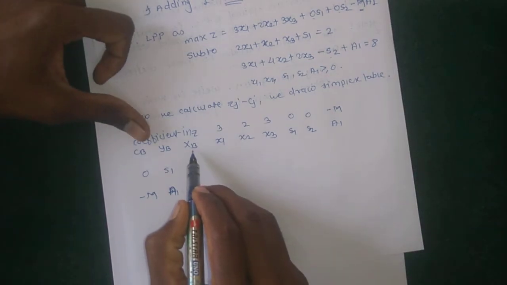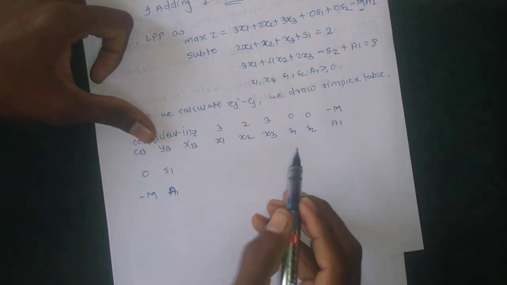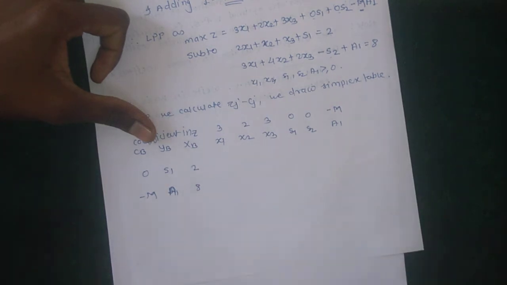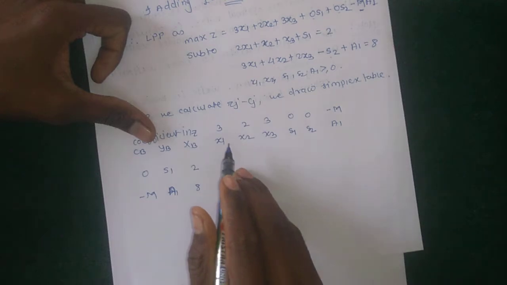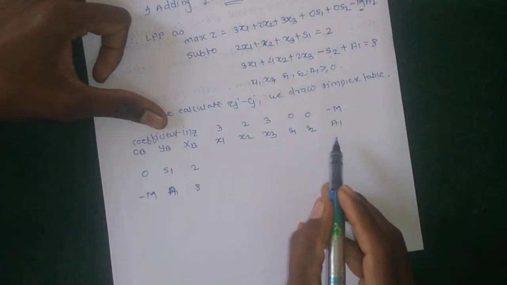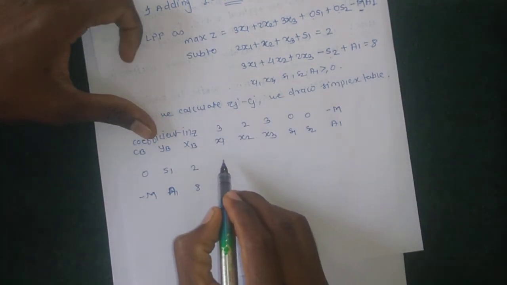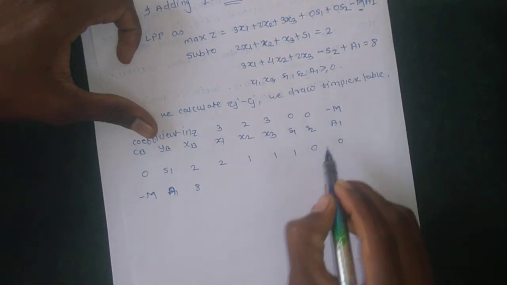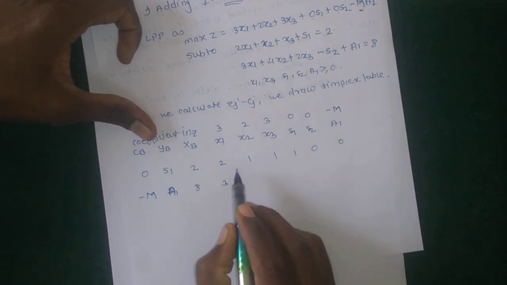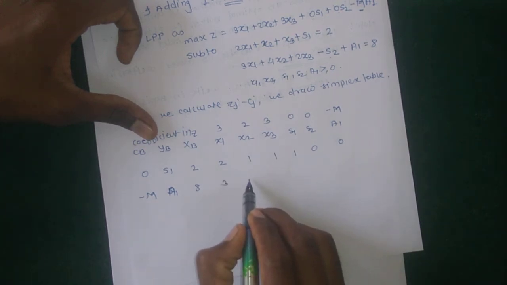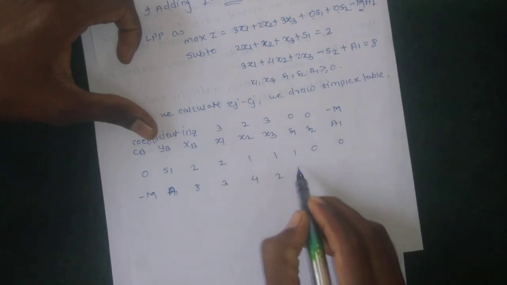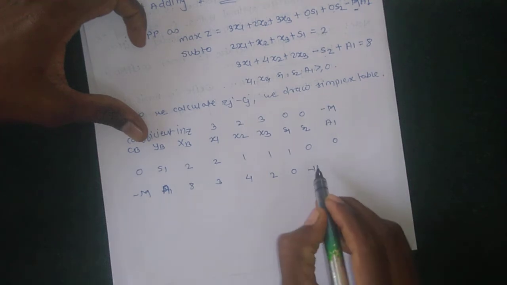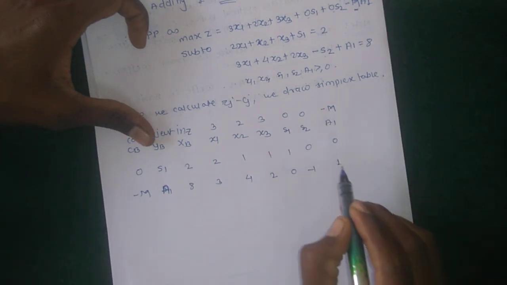And their values are the RHS of the constraints, 2 and 8. Then write the coefficients of x1, x2, x3 in the constraints. For the first constraint the values are 2, 1, 1, 1, 0, 0. For the second constraint, the coefficients of x1, x2, x3 are 3, 4, 2. s1 has coefficient 0, s2 has coefficient minus 1 and a1 has coefficient 1.